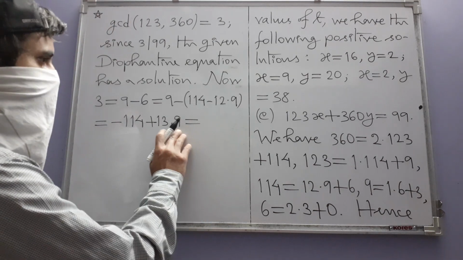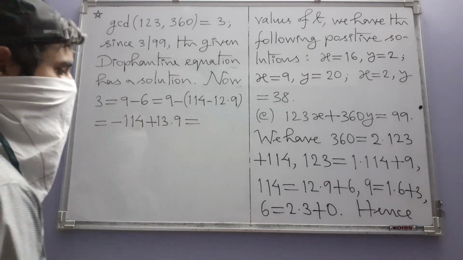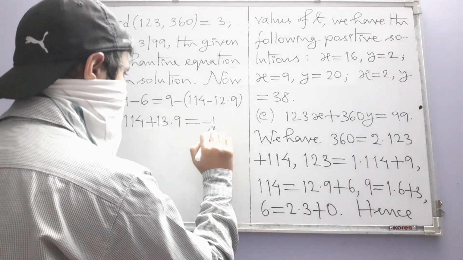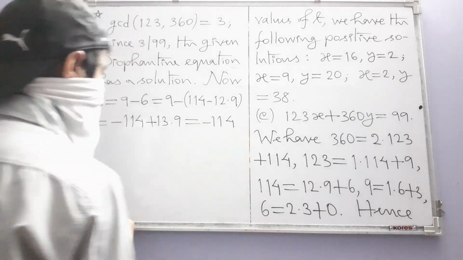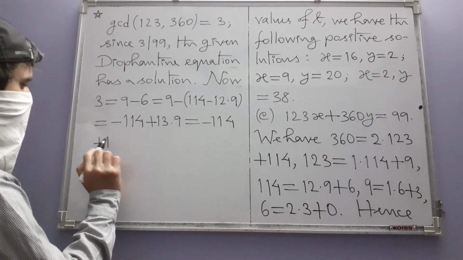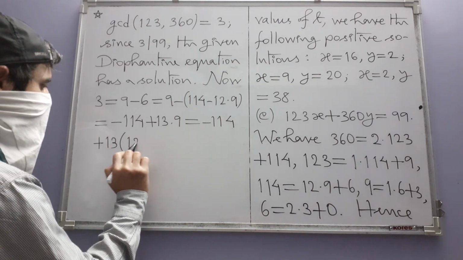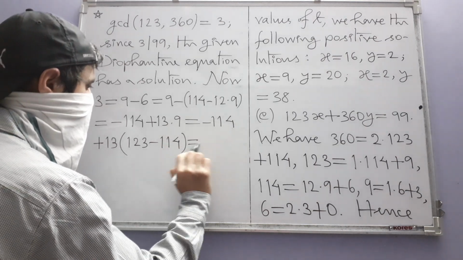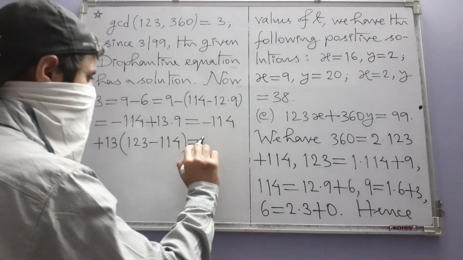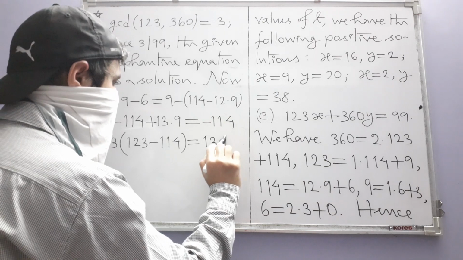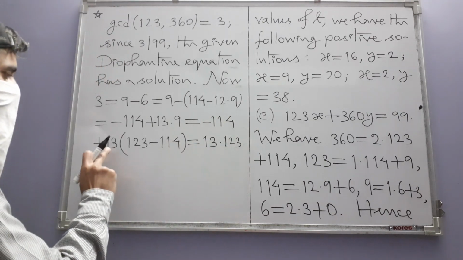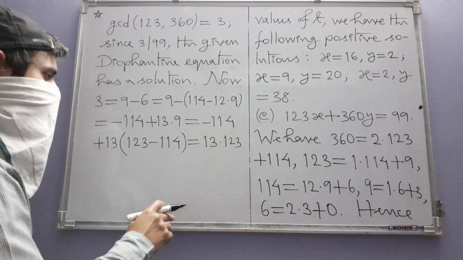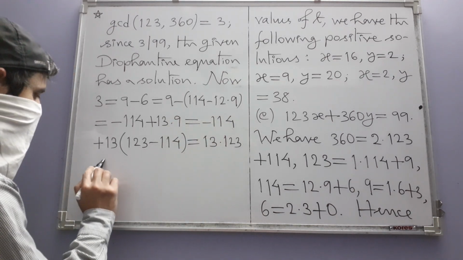Then 9. So 9 is 123 minus 114. So minus 114 plus 13 times 123 minus 114. So this is 13 times 123 minus 13 times 114. Minus 114 is minus 14 times 114.